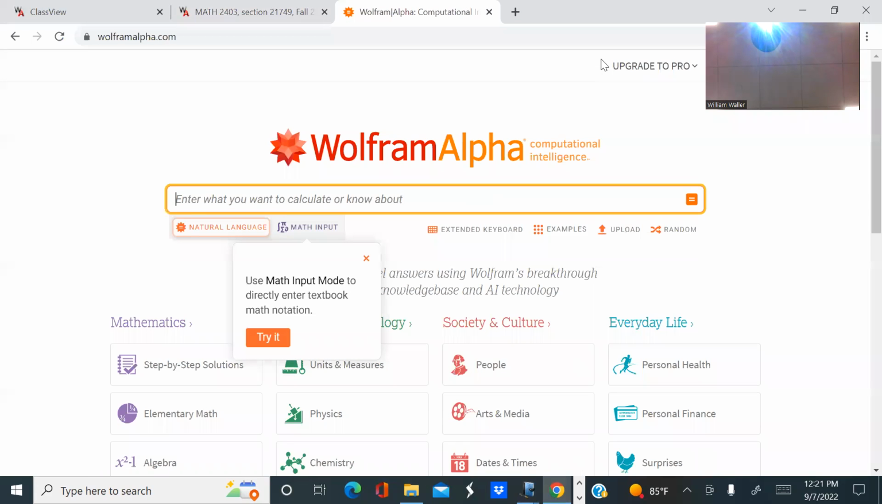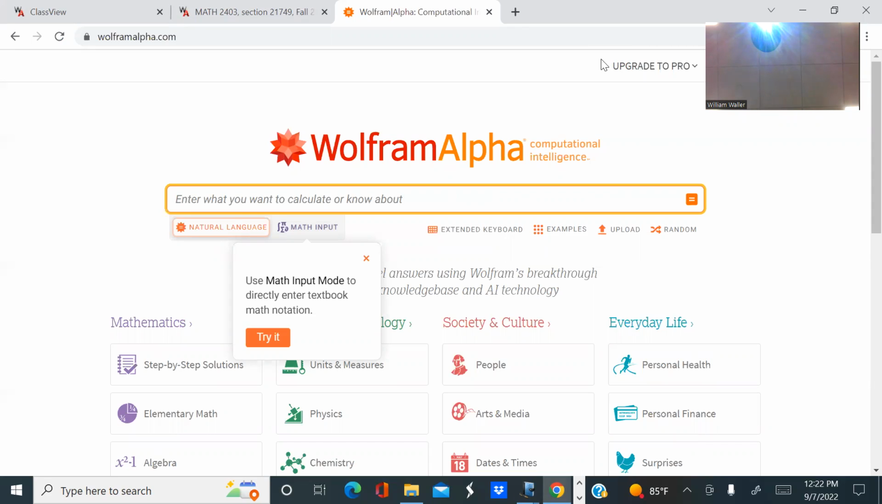I'm still on the wrong thing. I have a link to this in all of your assignments, at the top, where it's got directions or instructions at the top of your homework. I think I included a link to Wolfram Alpha.